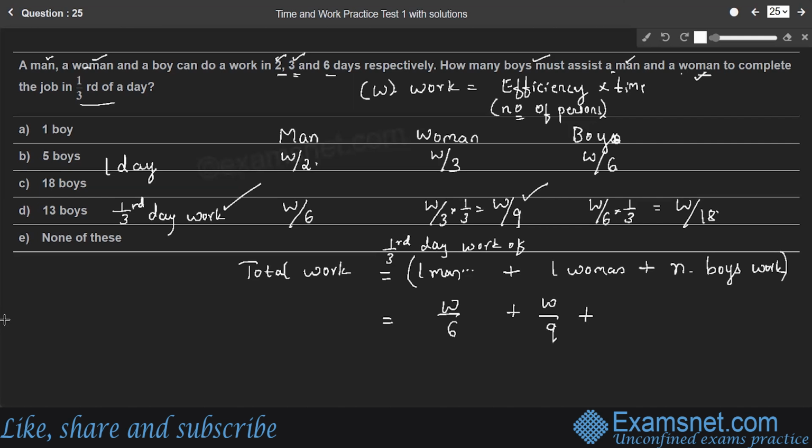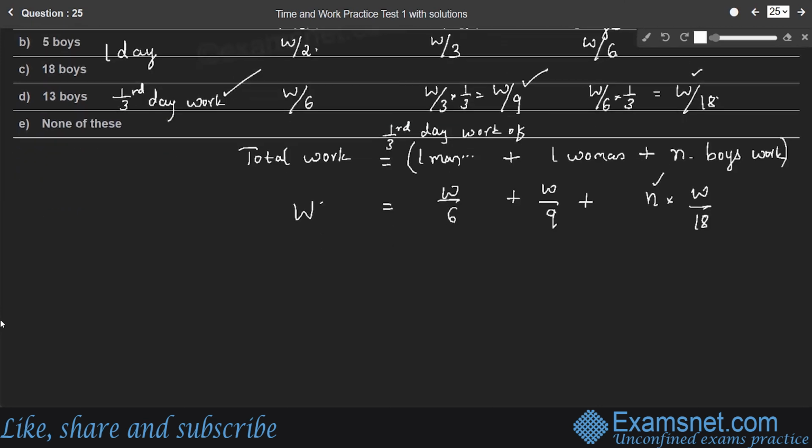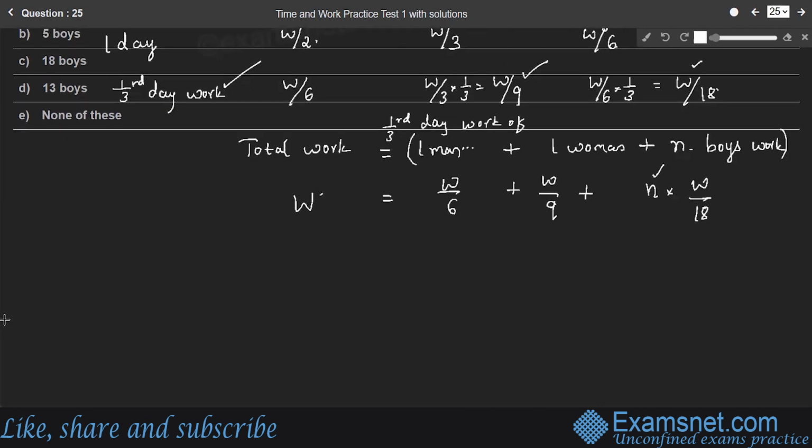So 1/3 day work of one boy is W by 18, but we require n number of boys. It becomes n into W by 18 and the total work is W. Here we require the value of n. How many boys are required, right? Simplify it.